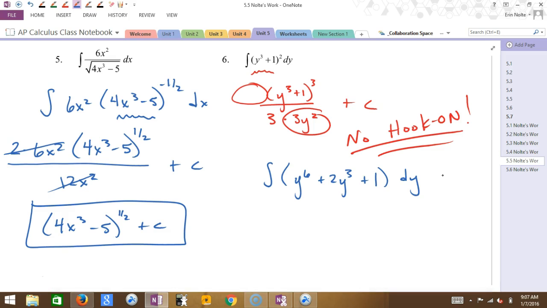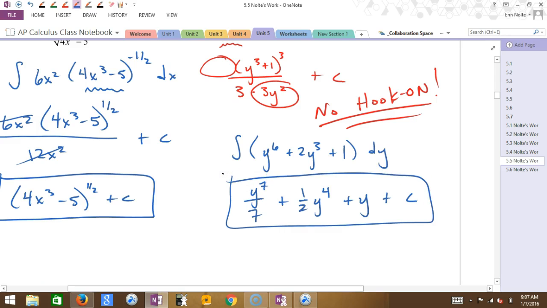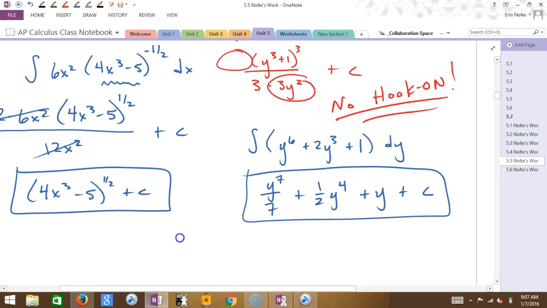So what's the integral of y to the 6th? It's y to the 7th over 7. What's the integral of 2y to the 3rd? 1/2 y to the 4th. Everybody okay with that one? What's the integral of 1? y. And then plus c. Don't forget, all of your integrals should always have a plus c at the end. Good there? She integrated it.